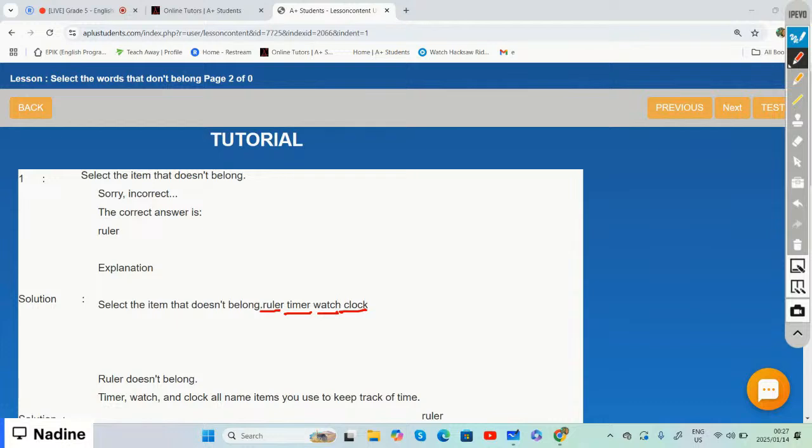So we have ruler, we have timer, we have watch, and we have clock. We need to select the item that does not belong. It is not part of things that keep track of time.